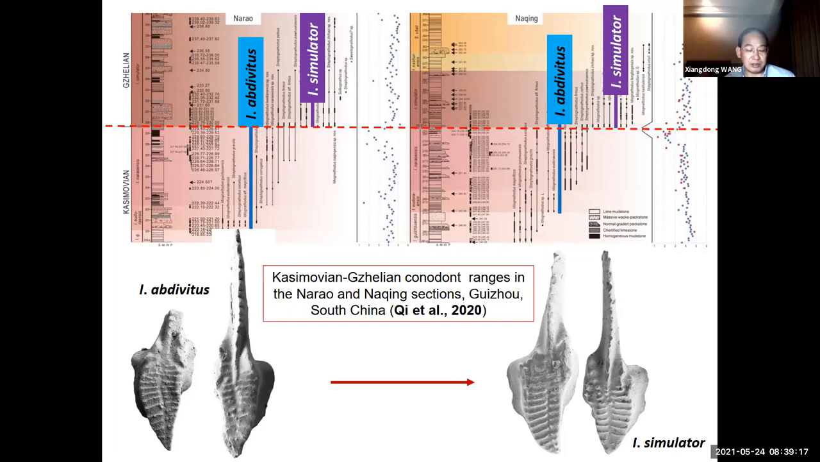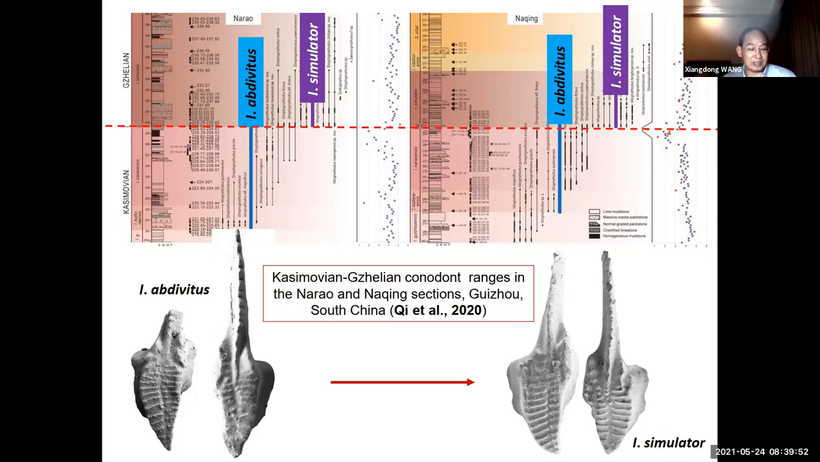And this section, the Naqing section, was actually measured by many American colleagues, including the late Richard Lane and his wife, and also Barry Richards, and we worked together to measure this section and to make a pin. So this is a really good section.